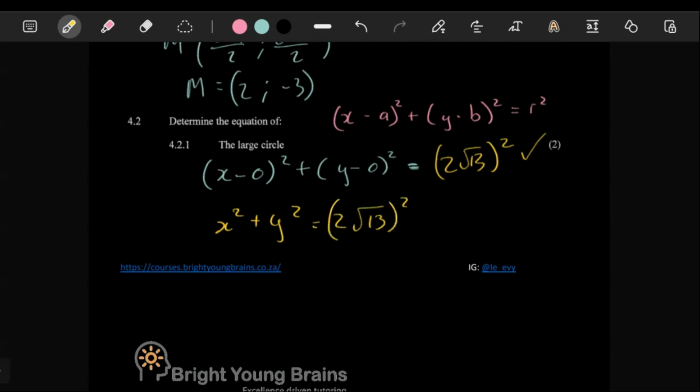You can put it in your calculator though, actually. So let us just do it. 2 square root of 13 squared is going to be 52. That's the way. We like it.